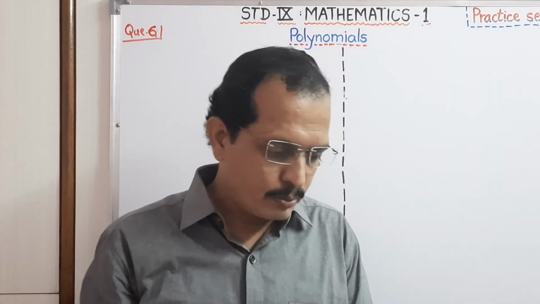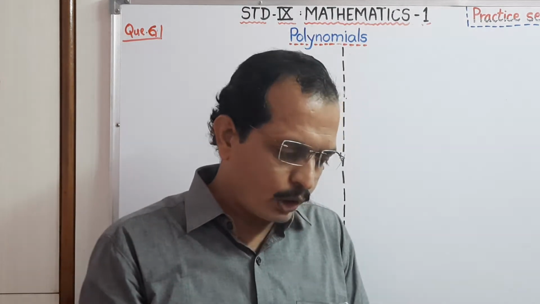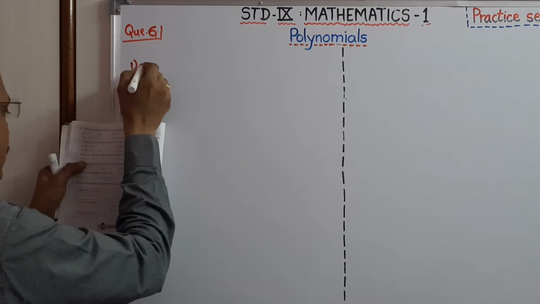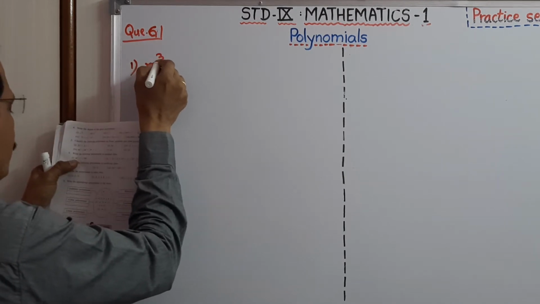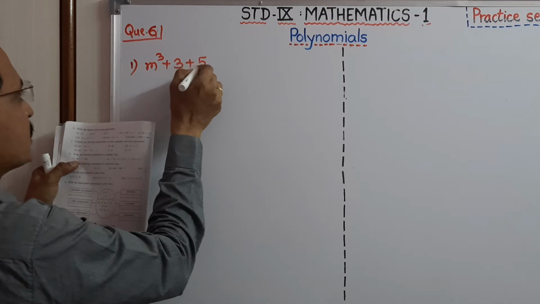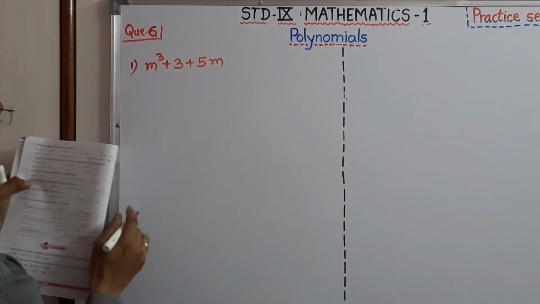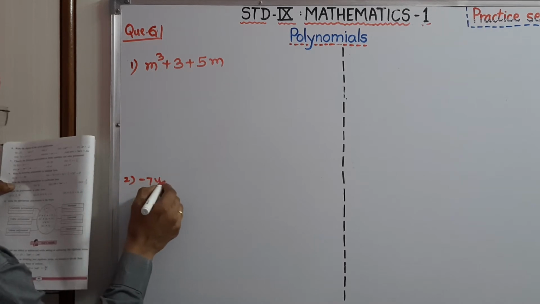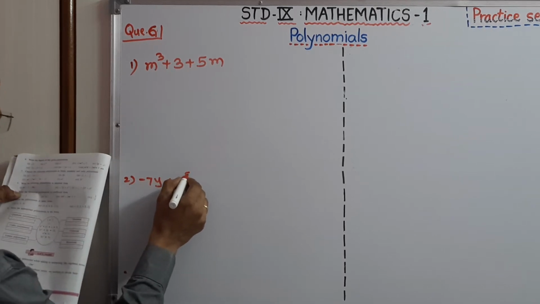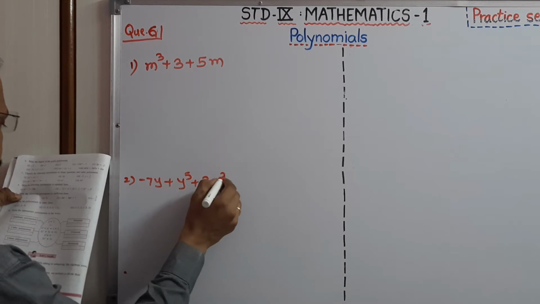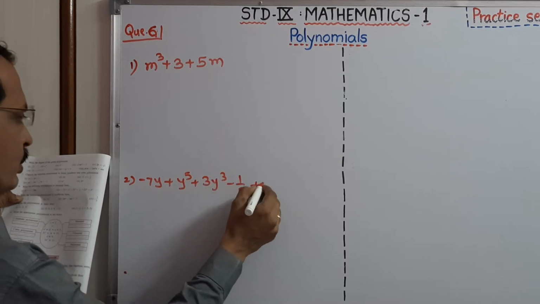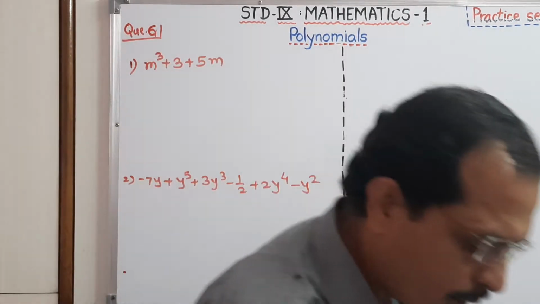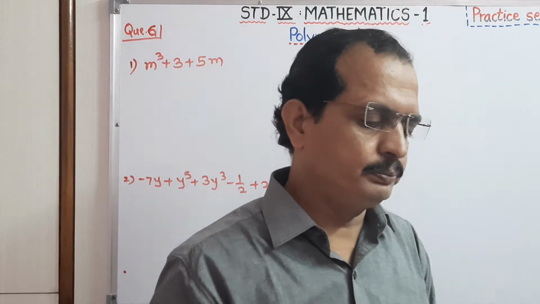Then see question number 6. Write the following polynomial in standard form. See, very simple, very easy. m cube plus 3 plus 5m. Then the second one: minus 7y plus y raised to 5 plus 3y cube minus 1 upon 2 plus 2y raised to 4 minus y square. We have to write it in standard form.